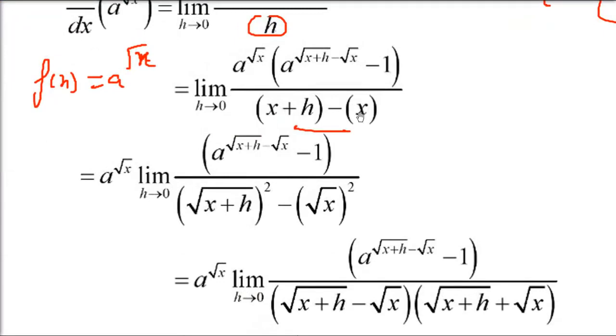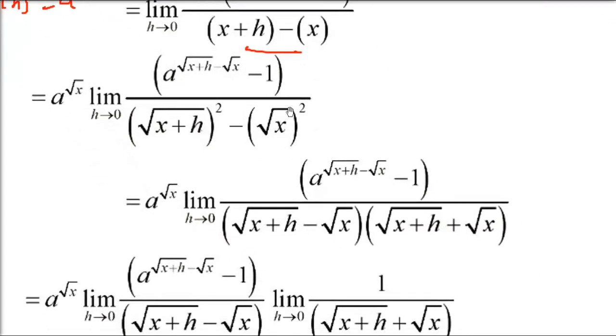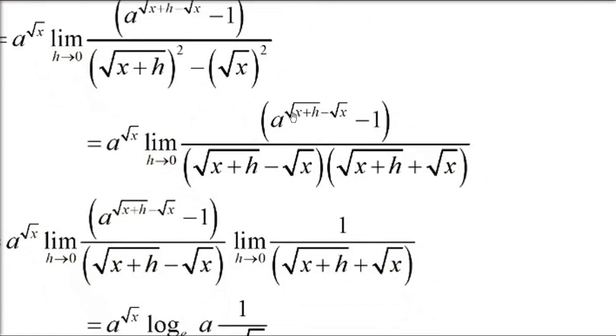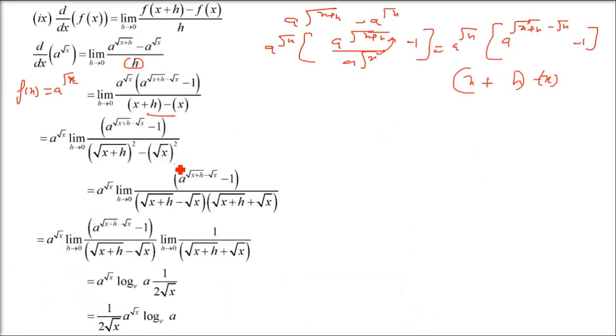So this x plus h minus x, we can take the root and square it, so that it equates to what we have in the numerator. So under root x plus h whole square minus under root x square, this is the a square minus b square formula. a square minus b square is a minus b, a plus b. You can just expand it. This is a raise this whole.